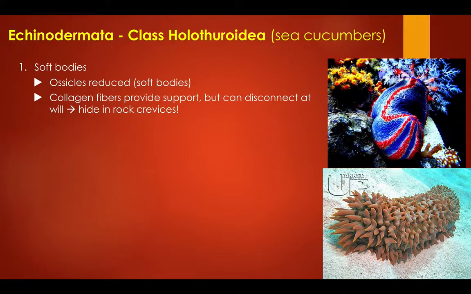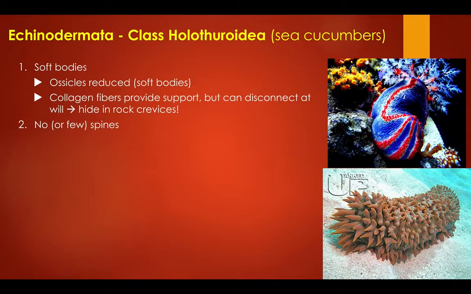So they do have soft bodies. This is pretty different from the others in the phylum. Their ossicles are highly reduced. That gives them that soft body. And rather they have collagen fibers. So that compound that makes up the cartilage in our ears and in our nose, that's really what's giving them more of their structure. So collagen fibers provide support, but can disconnect at will. So this allows them to hide inside of very tight rock crevices.